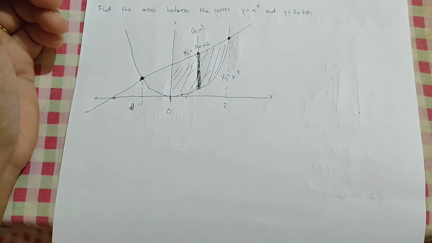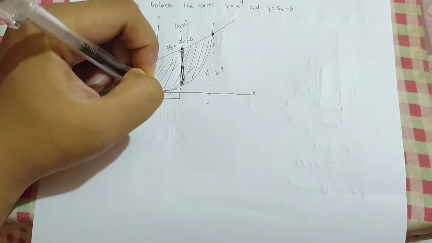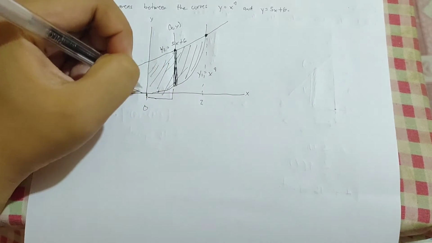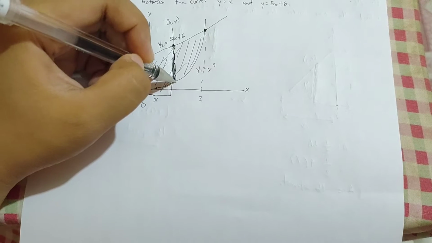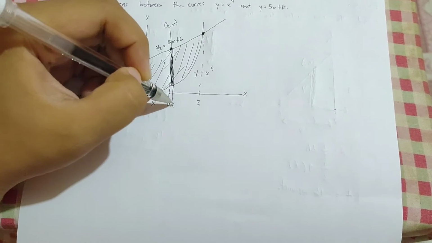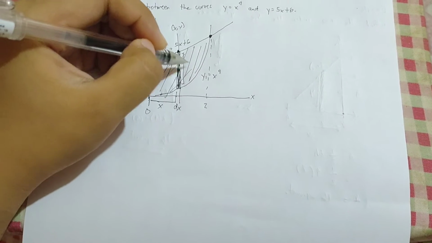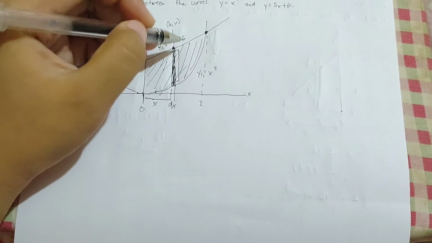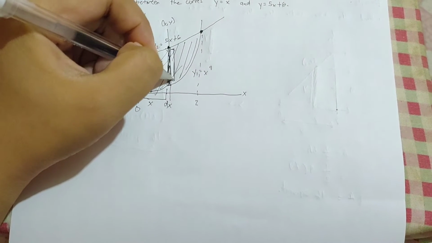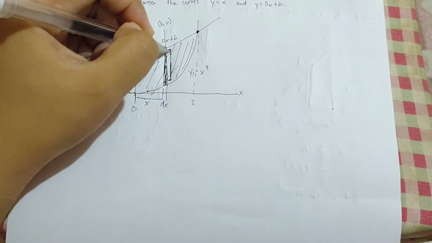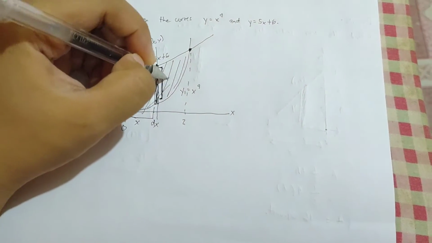So the x will be here, from the origin to the vertical strip, and the thickness of this vertical strip is our dx, and then the height of our vertical strip. I'm so sorry for the error, guys. I always get confused between vertical and horizontal. This will be our y.